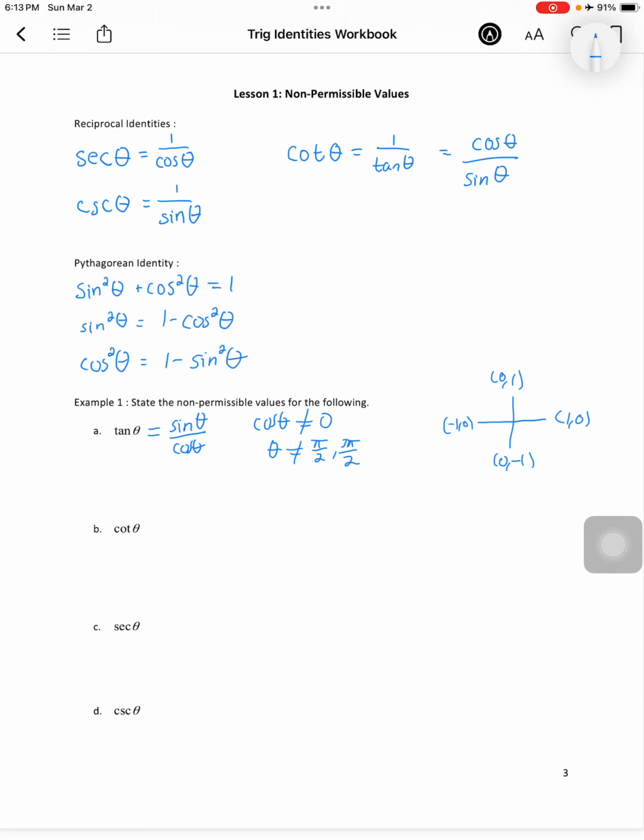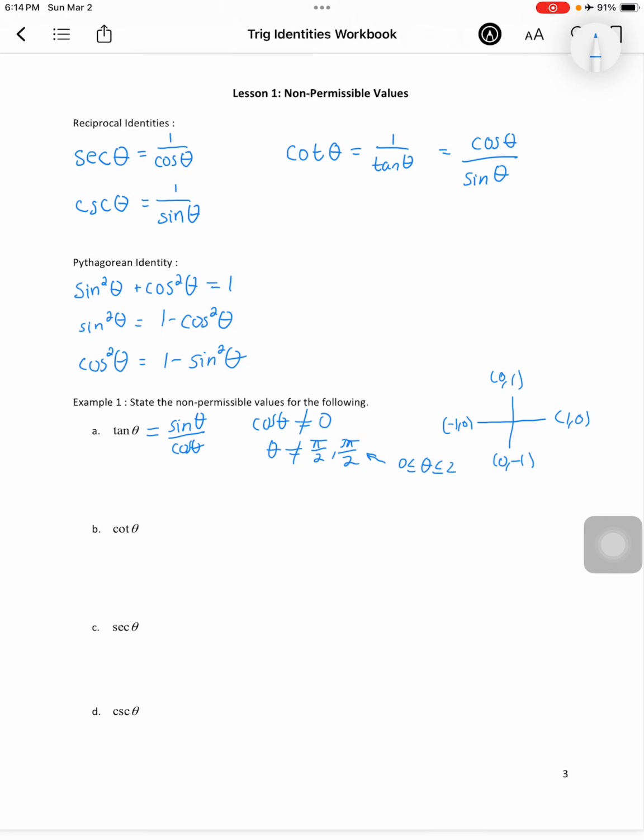This is where a lot of students tend to make a mistake, is they would give this answer, but this answer is only correct if they gave you a specific domain. So if they gave you the domain 0 is less than or equal to theta is less than or equal to 2 pi, then this would be correct. But in this question, there is no domain given, right? So you have to give a general solution. So your general solution is going to be theta cannot equal to what?